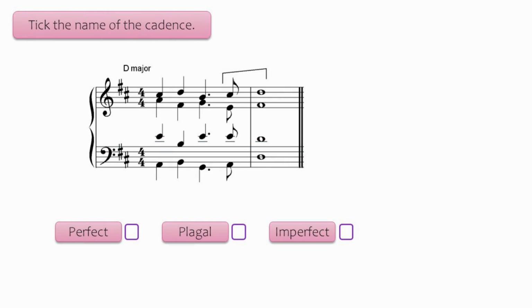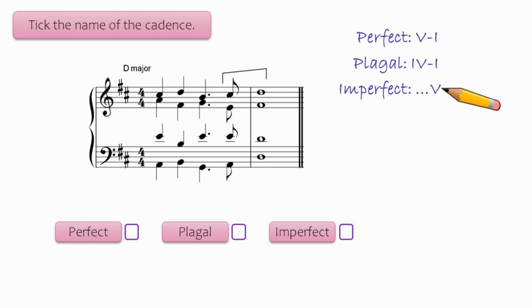You may be asked to identify one or more cadences in your Grade 5 exam. The key will be given. The two chords that make up the cadence are marked with a bracket. Remember that the perfect cadence is 5-1, plagal is 4-1, and imperfect cadences finish on chord 5.